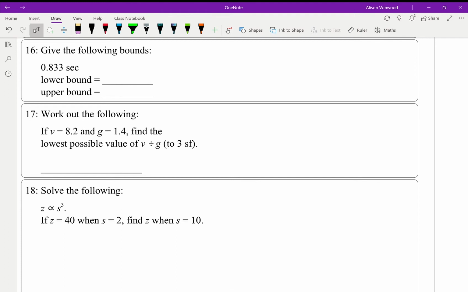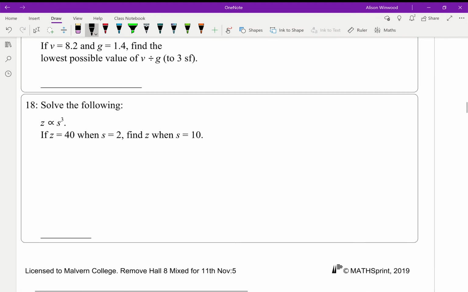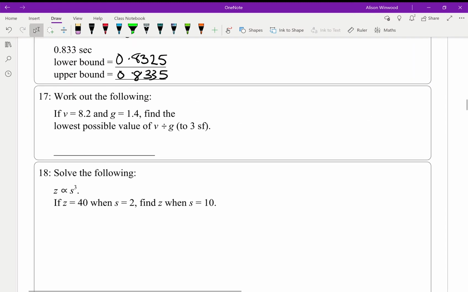Bounds with decimals is easy. The upper bound is just the number with an extra 5 at the end. The lower bound is the number with 1 off the last digit and then a 5 on the end. If we need to do a calculation for each of our values, we need to find the upper and lower bounds.